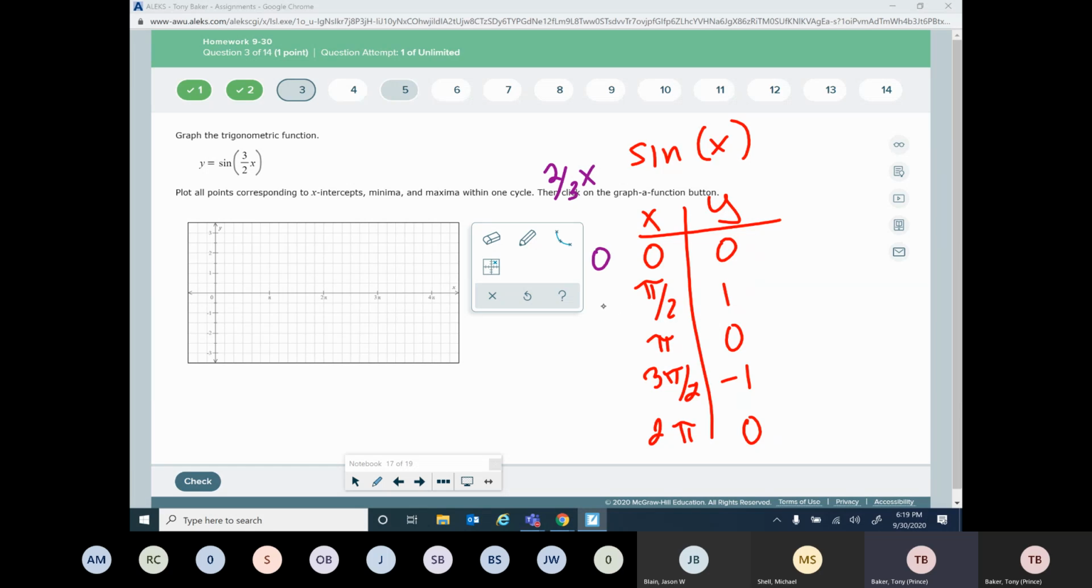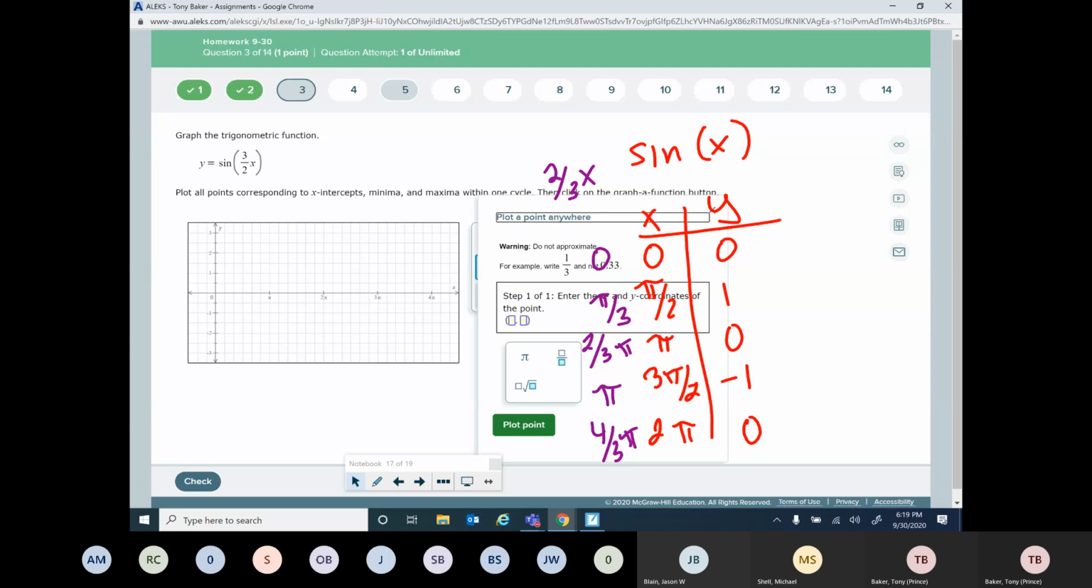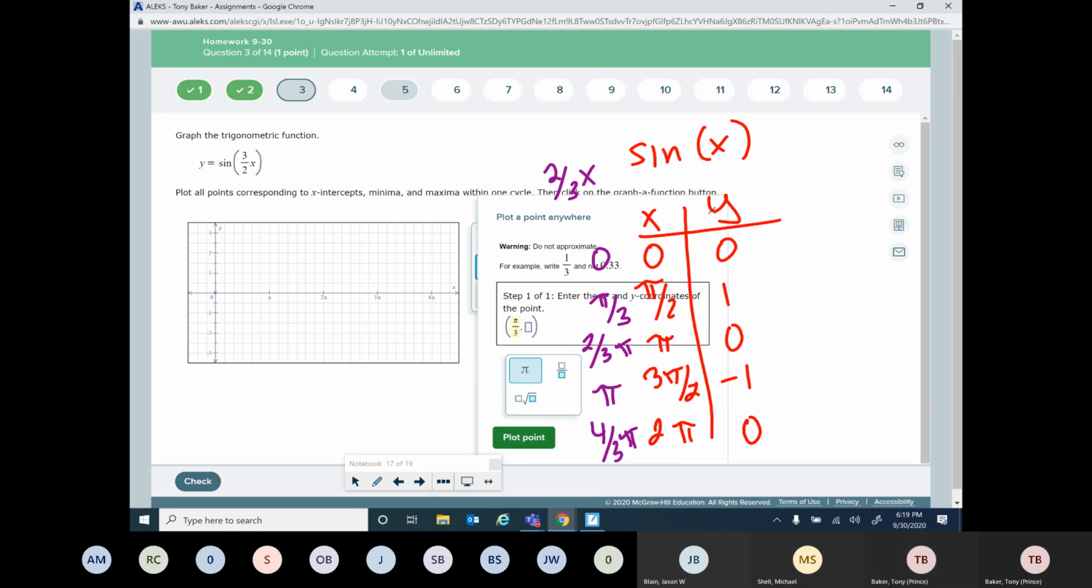So that's going to still be 0. That will be pi over 3. That'd be 2/3 pi. This would be pi. And this would be 4/3 pi. So we're going to multiply all the x's by 2/3. So we've got 0, 0, pi over 3, 1. And once it's graphed, I'll show you what it actually does to the graph.